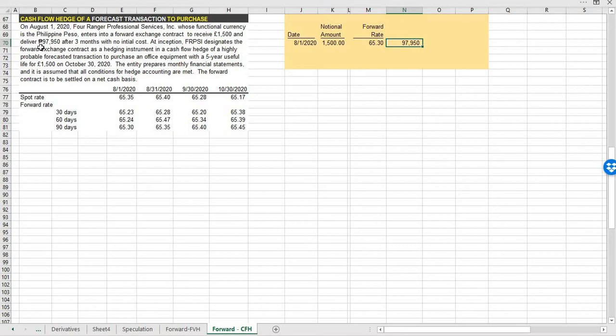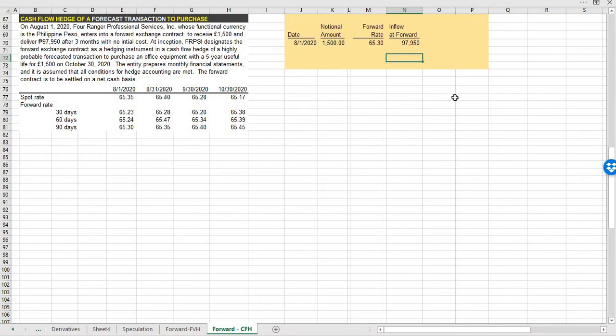So, kung ang outflow is already fixed, ang hindi fixed is yung magiging inflow natin on settlement date. So, makakatanggap tayo kasi ng 1,500 British pounds. Pero, syempre, ang tinutukoy nating hindi fixed is yung Philippine peso value kasi fixed na itong 1,500 British pounds. Ang hindi fixed is yung Philippine peso value ng matatanggap natin at settlement date. At ito nga yung kinocompute natin, yung minomonitor natin due to changes in the forward rate. So, yung 97,950, that will be the inflow or expected inflow at settlement date based on forward rate.